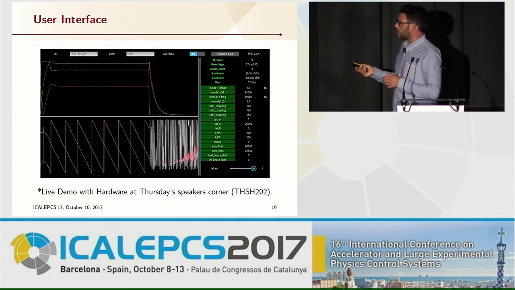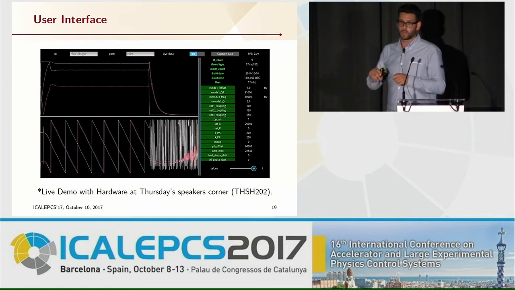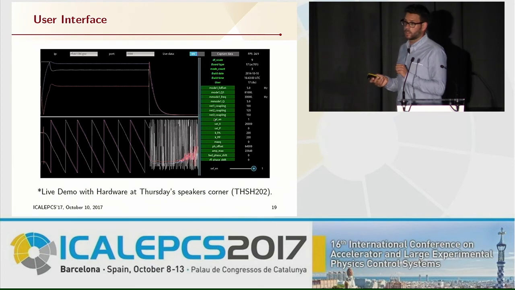showing cavity fields and things that you would see in a real cavity. And then there is a demo. I'll be doing a demo on Thursday's Speaker's Corner, where I have a poster about the overall project. I'll be showing this running live in the FPGA.